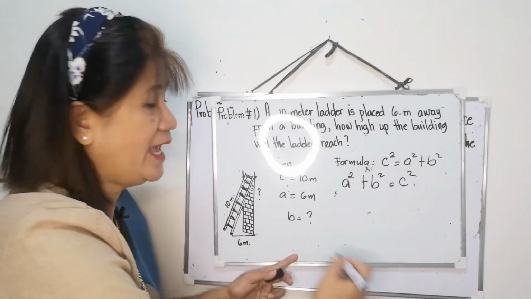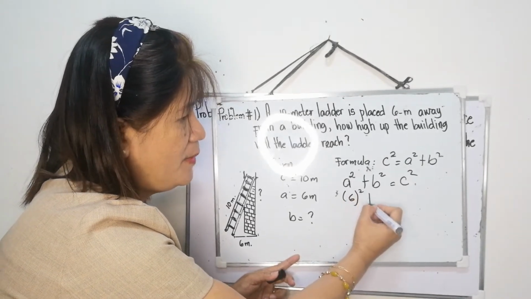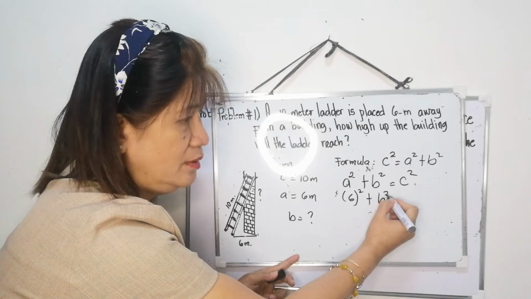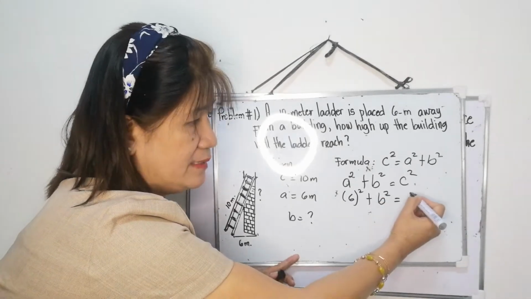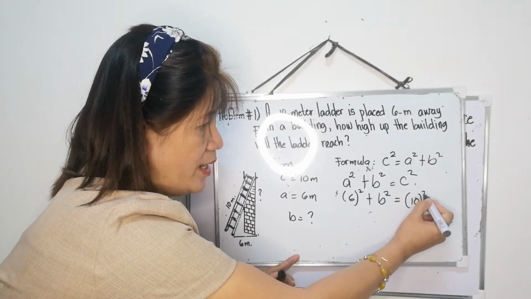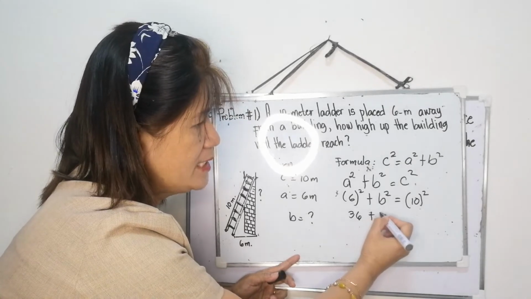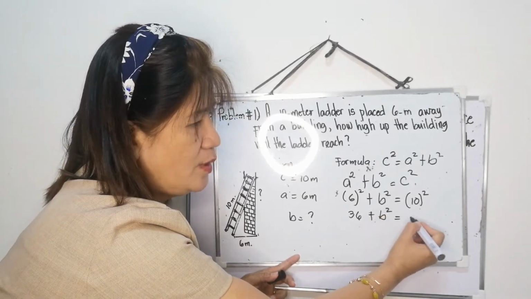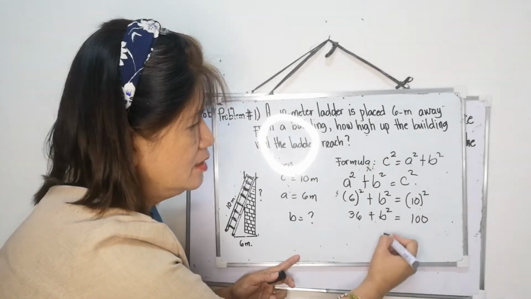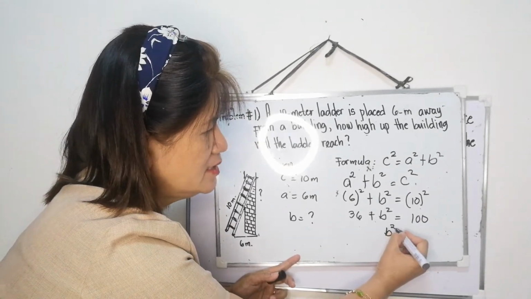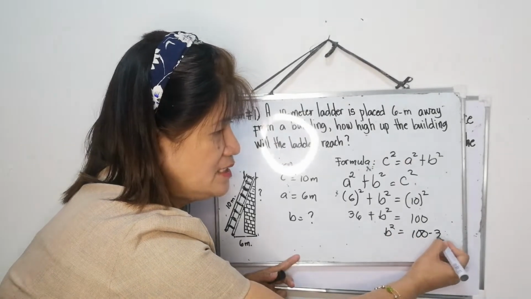So, let us replace A by 6. It will be 6 squared plus B, that is unknown. Mananatili siyang B squared. And then we will replace C by 10. It will be 10 squared. Okay, so this is 36. Bring down B squared is equal to 100. Where does 100 come from? 10 times 10. So B squared is equal to 100 minus 36.